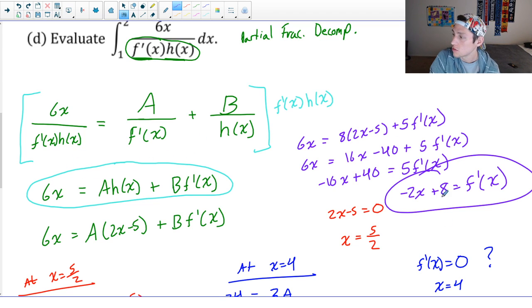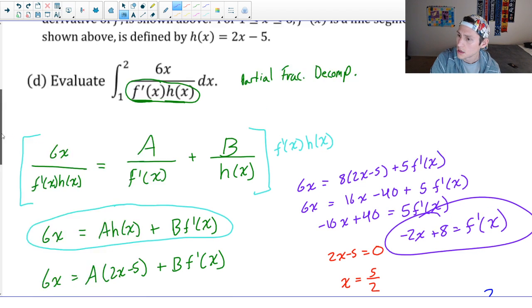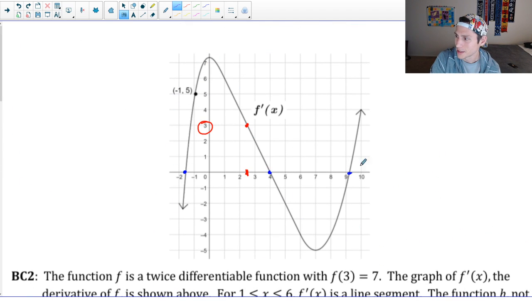Right? And now hold on. Are we sure this works? Yes, because we're doing this from 1 to 2. So look, f prime is just a linear function. Now this entire graph is not a linear function, right? How could that equation create this curve? Well, it doesn't, but it does between 1 and 2 at least, right?